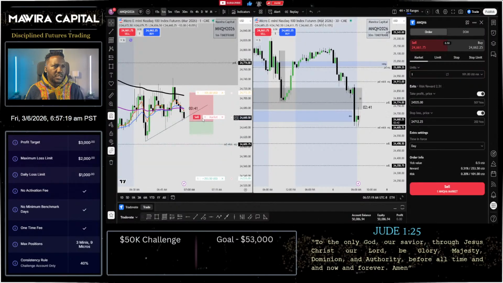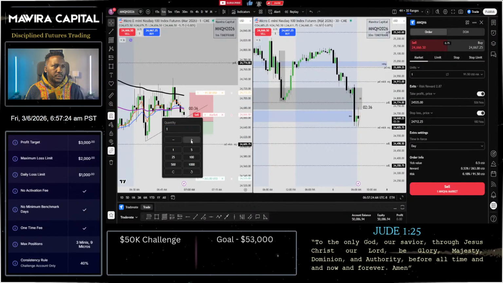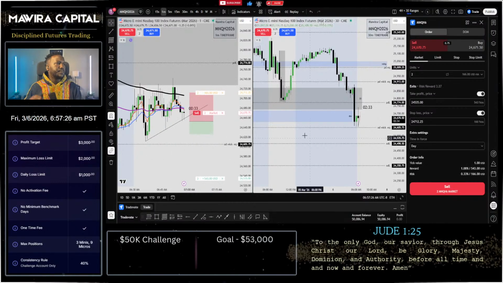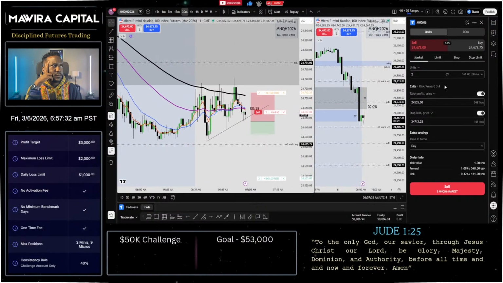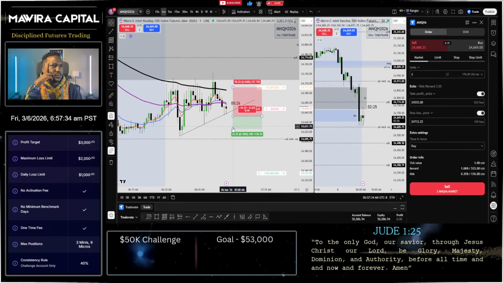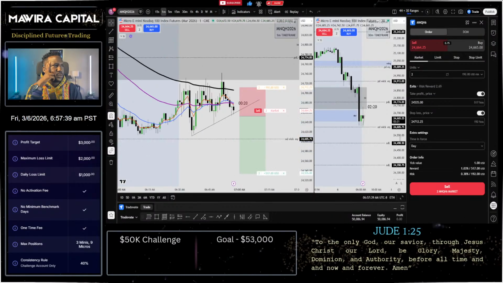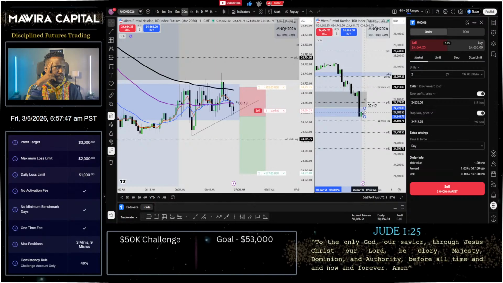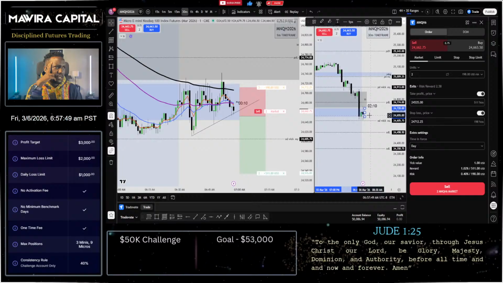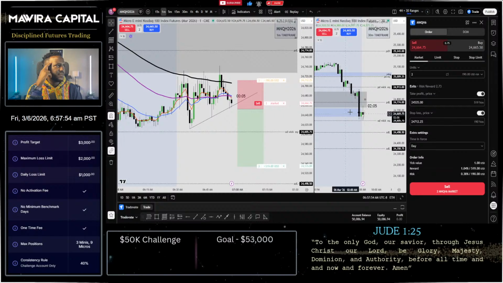So 91. So we can do two contracts. What's the probability of this working? That's okay. We're gonna be right below that 4-hour fair value gap there. Maybe we can see some more moves to the downside.